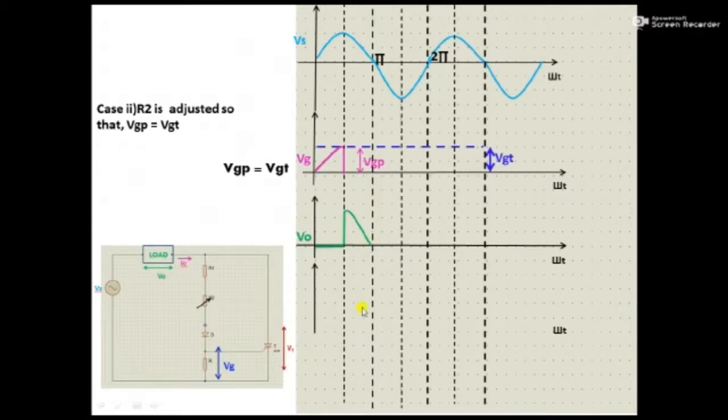Same will be the case for I0, because this is I0 with respect to omega t. I0 is in phase with V0. So earlier the thyristor was off, so this current value was 0. And now since the thyristor has turned on, current will start flowing and you will get this waveform here, because current and V0 are in phase. Current and voltage are in phase. This is a resistive load. Let's see what happens to Vt. This is the voltage across the thyristor.